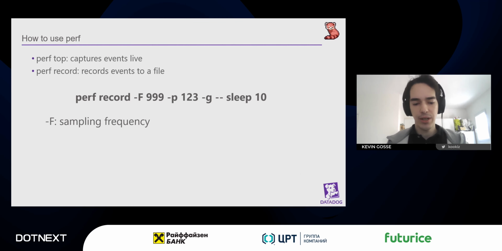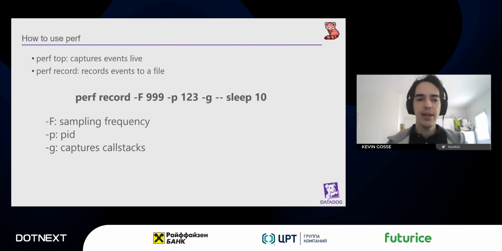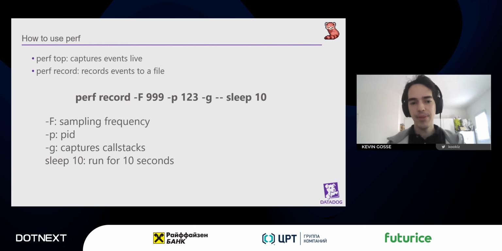And so if perf samples the CPU every millisecond, it will tend to synchronize with your application, and this will skew the data. By putting 999, we slightly desynchronize perf, and you get better results. -p is a PID. -g tells perf to record the call stacks, otherwise it just records the top frame. And sleep 10 is to sleep for 10 seconds. You can substitute sleep 10 with any command, and perf will run as long as this command is running.